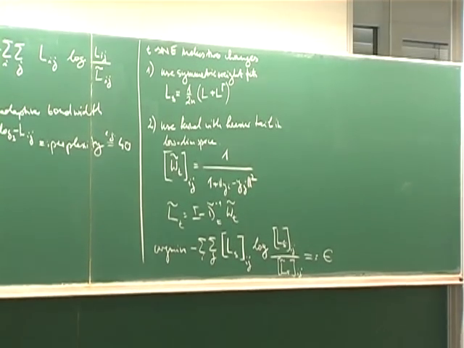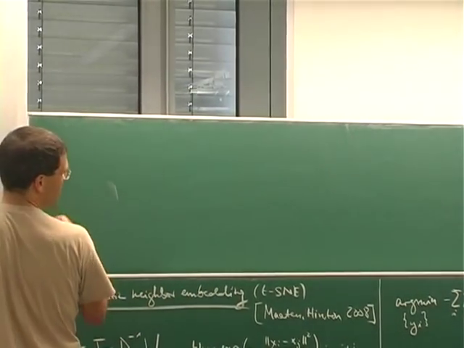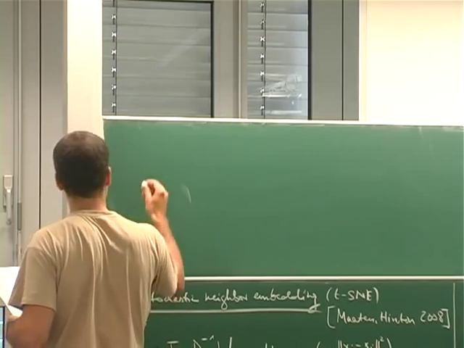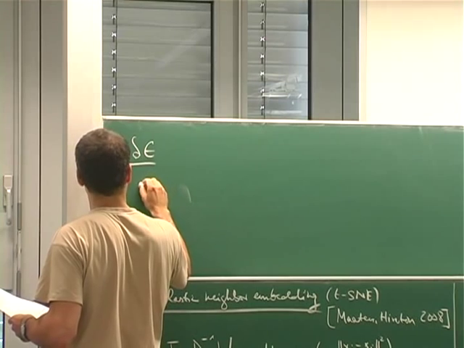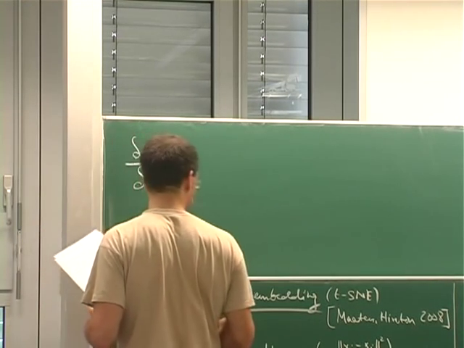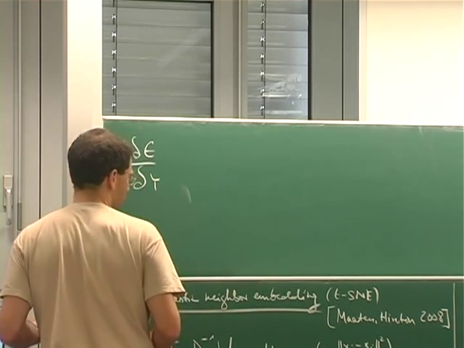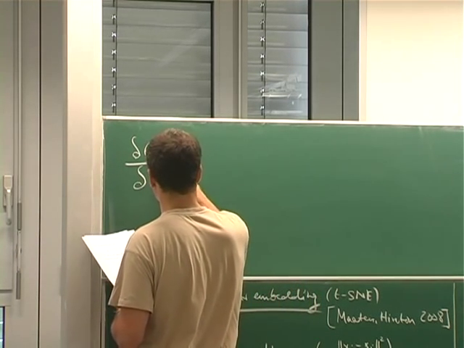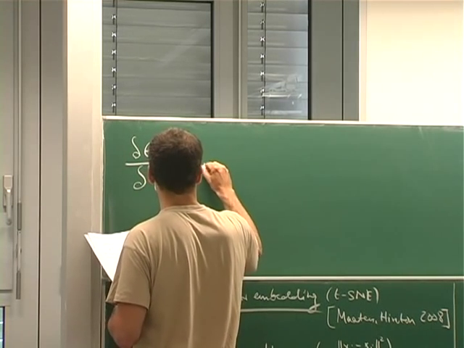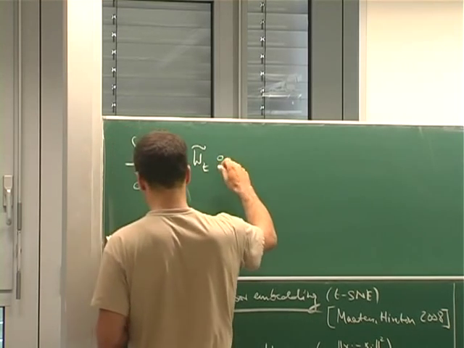And in practice, there's the problem of how to minimize that. And it turns out that if you do calculus for a few pages, it actually has a very nice looking gradient. So the gradient of this cost function with respect to all your coordinates in the low dimensional space. So I use this to denote the element-wise product of two matrices.